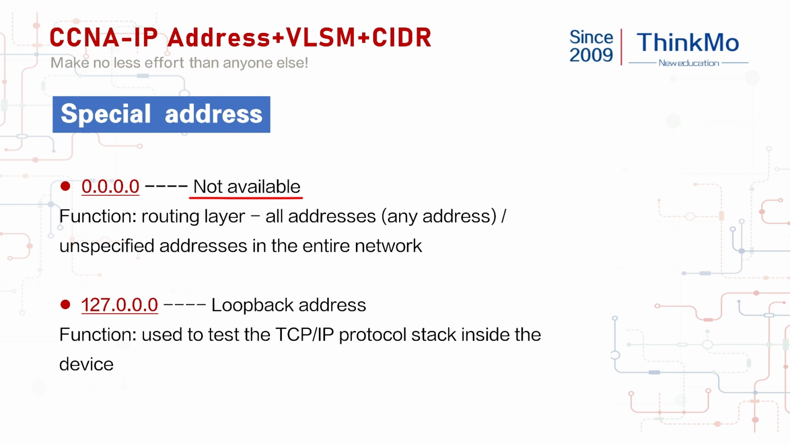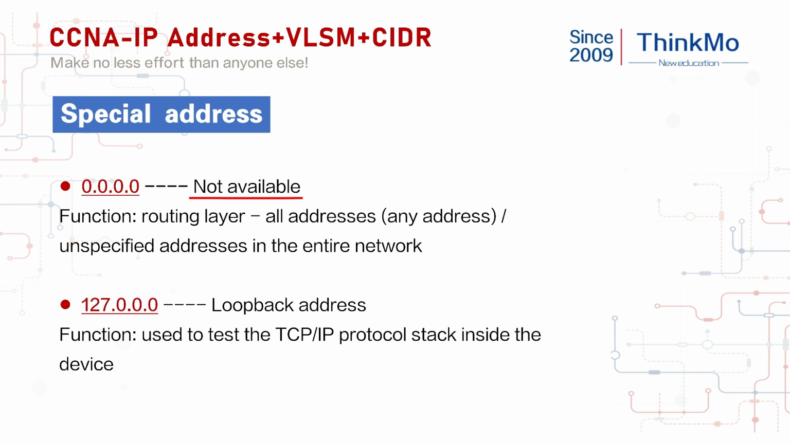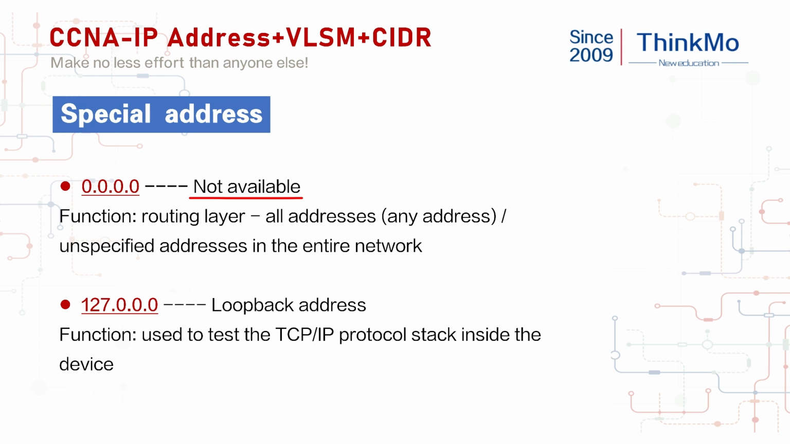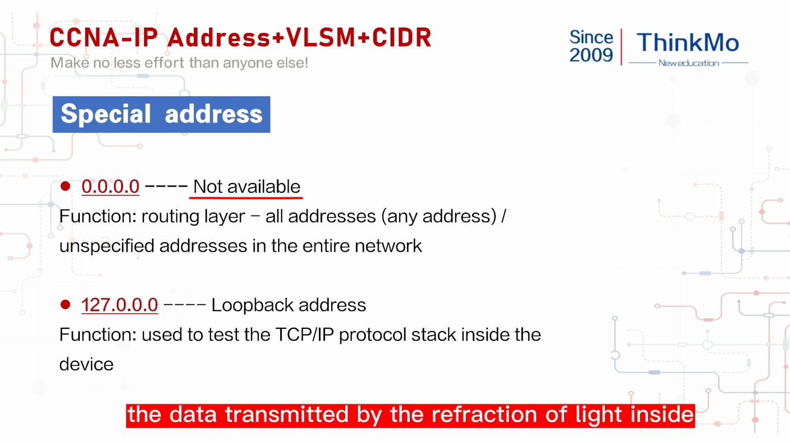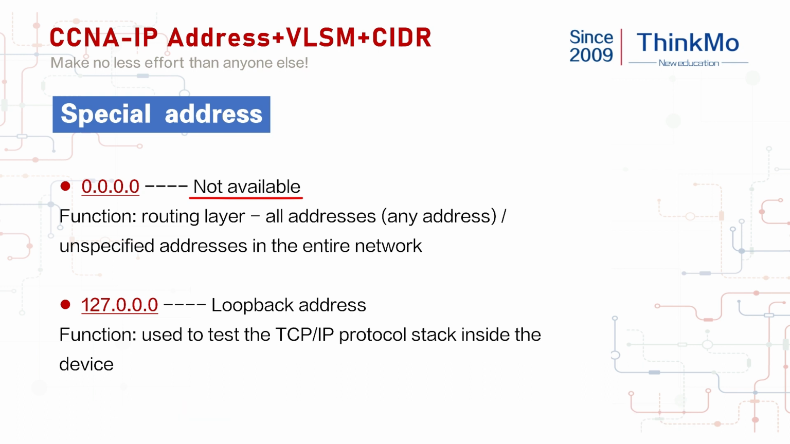For the link, packets are actually bit streams. It's actually what we call an electrical signal. High and low frequency is the electrical signal transmitted. If fiber is used in the future, it transmits light signals, the data transmitted by the refraction of light inside. After being compiled by the network card, it becomes 0101.